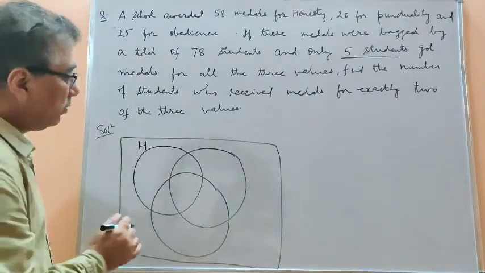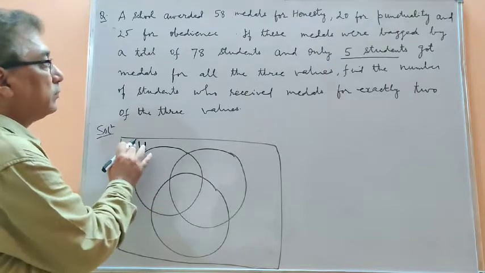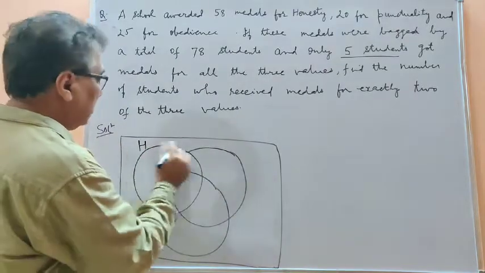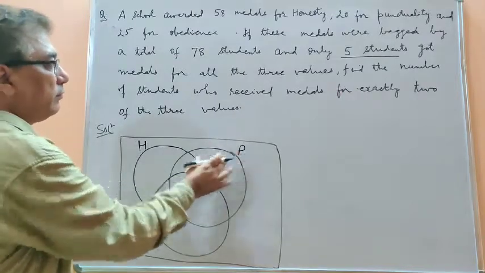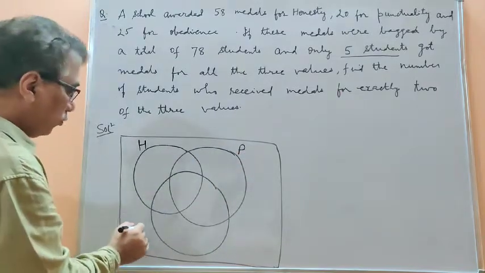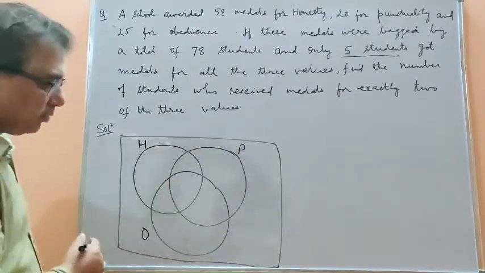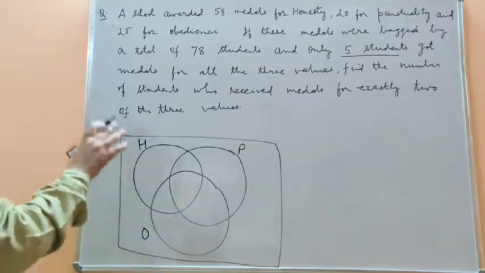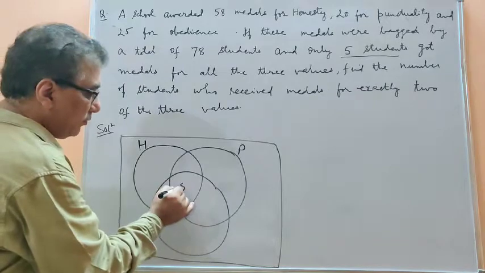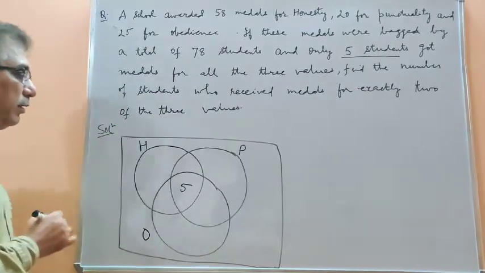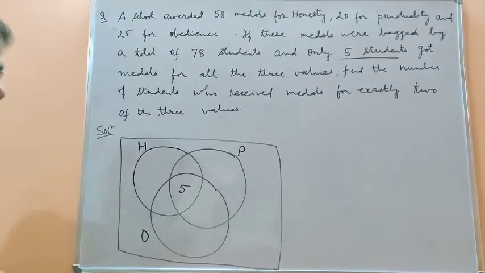Okay, so what data is given here? Suppose first the name of the set, H for honesty, P for punctuality, and O for obedience. So they are the names of the sets which contain these people. Now what we find, that 5 students or 5 people are common for all these 3 values.